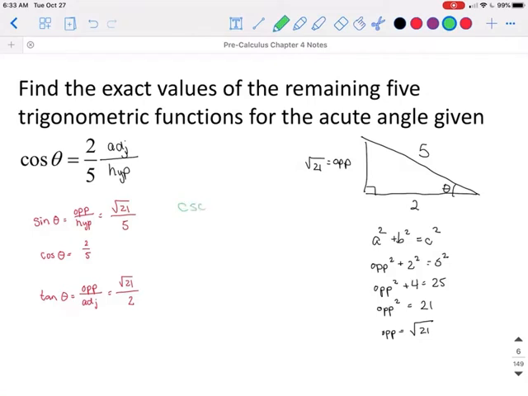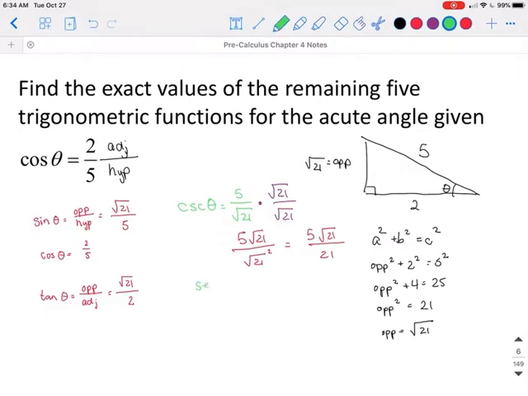Now when we go to do those reciprocal functions, again, you can just take sine and flip it upside down. So this is going to be 5 over radical 21. But we cannot leave a radical in the denominator. To get rid of this, we multiply the top and the bottom by radical 21. This gives me 5 radical 21 on top and radical 21 squared on the bottom, and the square root and square cancel. So it's just 5 radical 21 over 21 as the cosecant of theta.